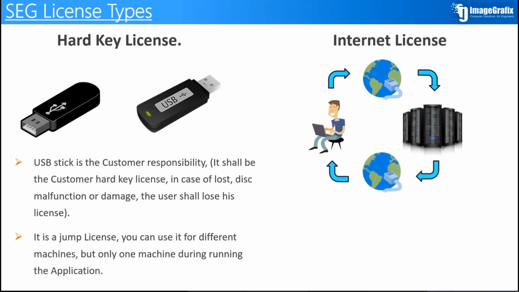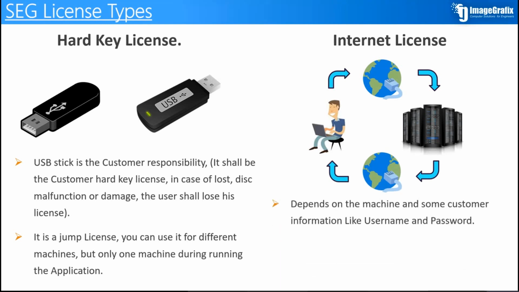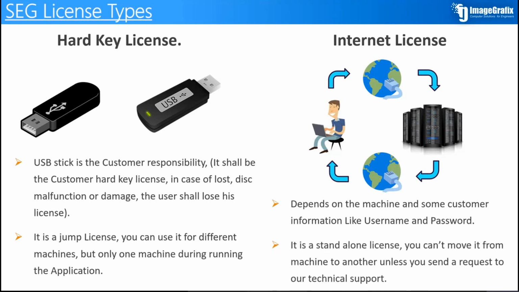So in this type of license, you will not be able to change the machine unless you make a request to change your machine. Okay, on the same day we can do it. If you would like to remove your old machine and replace it with another machine, you will make a new request, and we will give you the ability to use your new machine. But this type of license depends on the internet, so you should be connected to the internet all the time you are running SEG software, and you will not be able to change your machine unless you send a request.